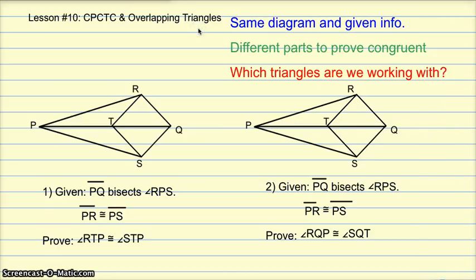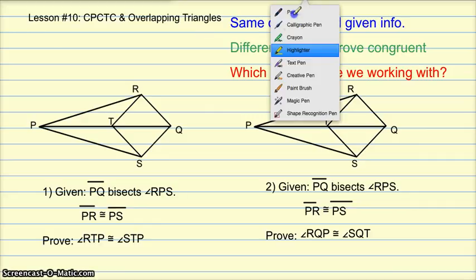All right, so here's some information. If you look at both of these diagrams, they have the same diagram and the same given information, but I'm asking that you prove different parts to be congruent. So the biggest question you first have to deal with is which triangles are you trying to prove? So let's go through and mark our given information.